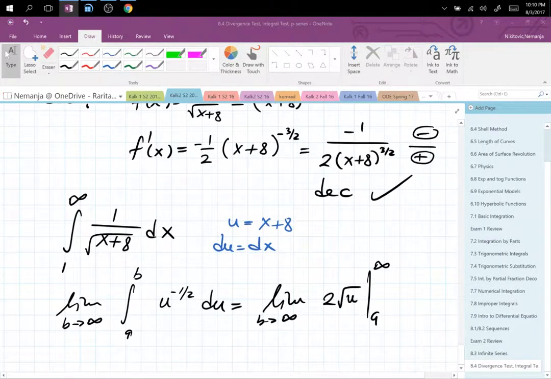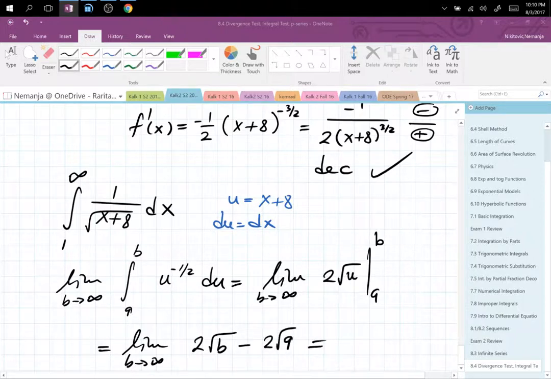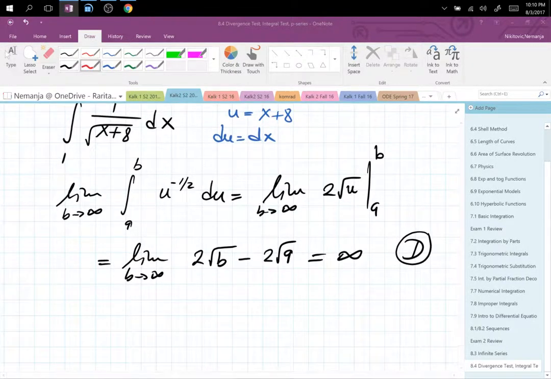Then we got divergence as I promised. Limit as b goes to infinity of 2 root b minus 2 root 9, which is not important because it's infinity, and there we go. And then you get to write the answer.